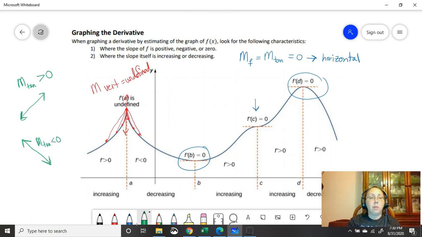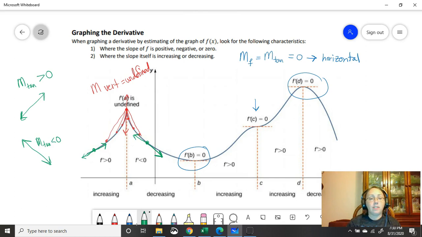So if your slope is positive, that means your curve is increasing. For example, right here, if I pick this point and I draw a tangent line, this tangent line has a positive slope, so your curve is increasing. Over here, though, if I draw a point and a tangent line, remember your tangent line follows the curve and only touches at that point. Here we have a negative slope.